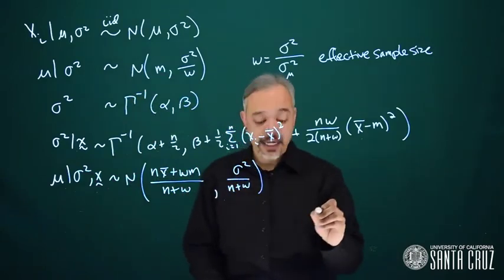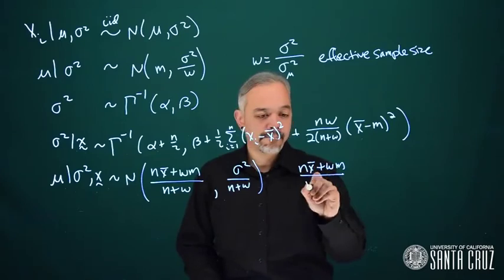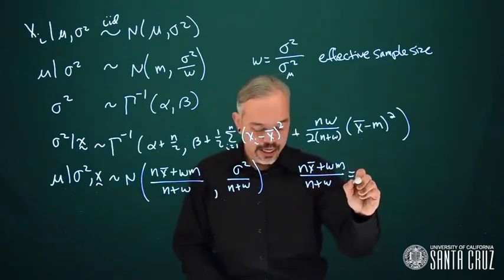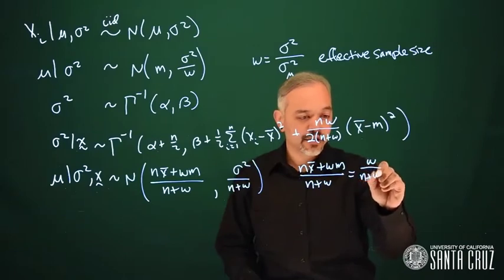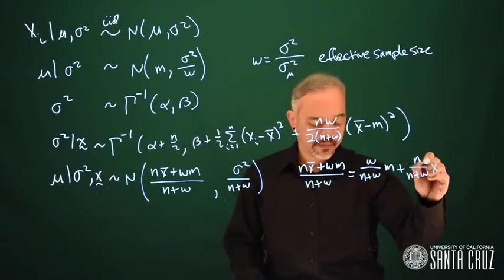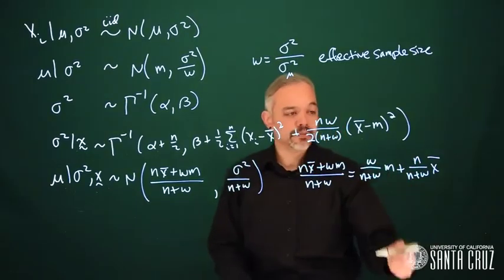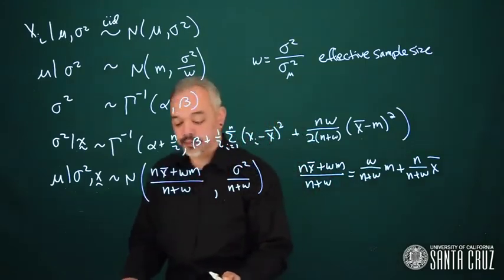Note that this posterior mean can be written as the weighted average of the prior mean and the data mean. Again, we see that w is the effective sample size in this prior.